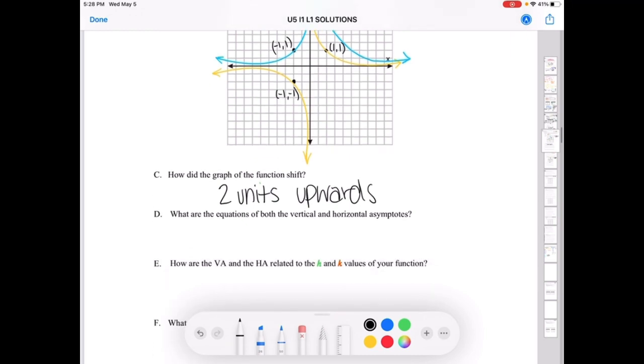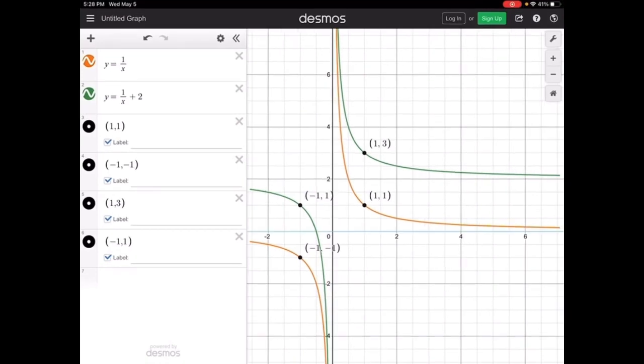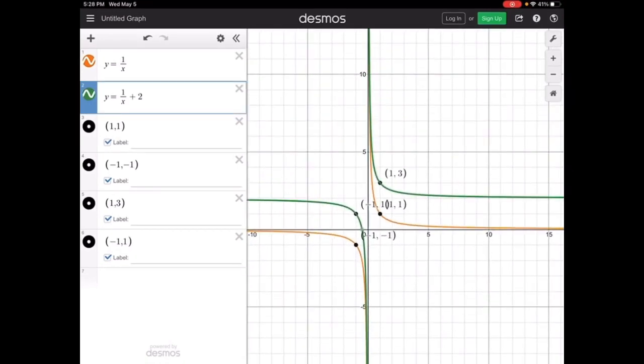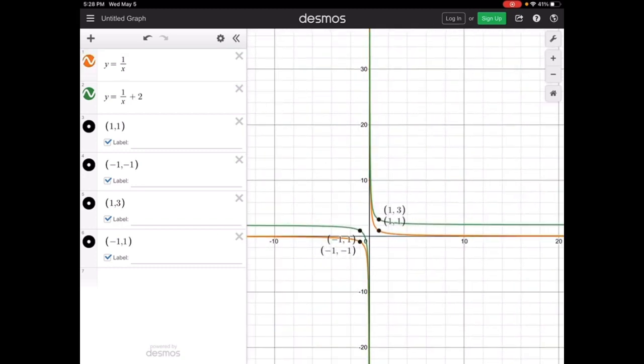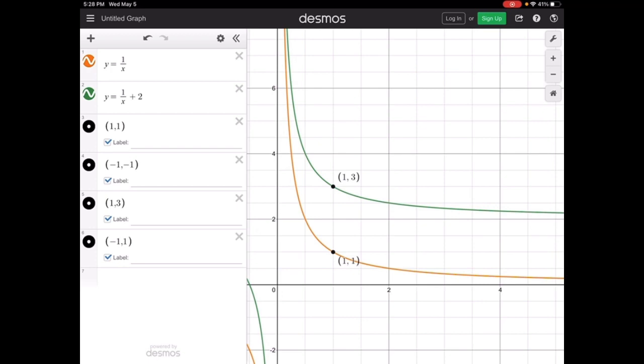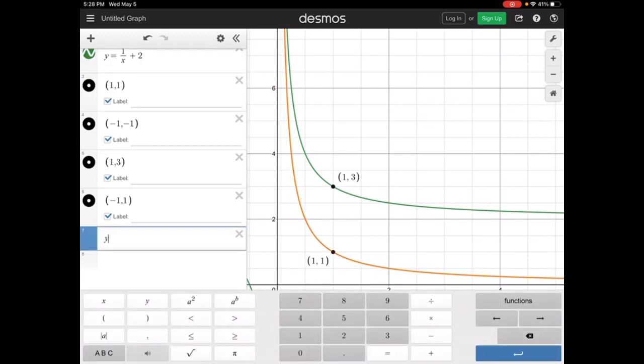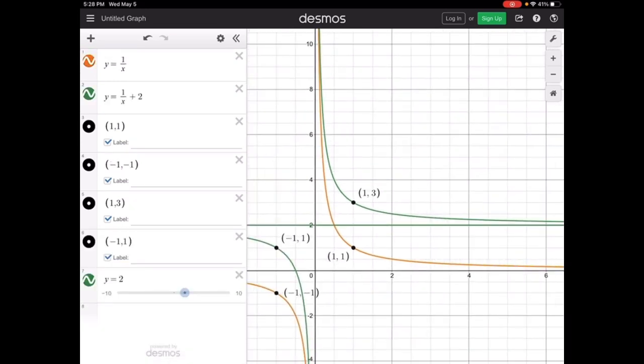What were the equations of both the vertical and horizontal asymptotes? So now we're going to look at our graph, and we're going to look at our green line and think about where our asymptotes are. So if we're looking at this green line, I can see that it's kind of getting closer and closer towards this line. So maybe y is equal to 2. So y is equal to 2. That would be my horizontal asymptote.